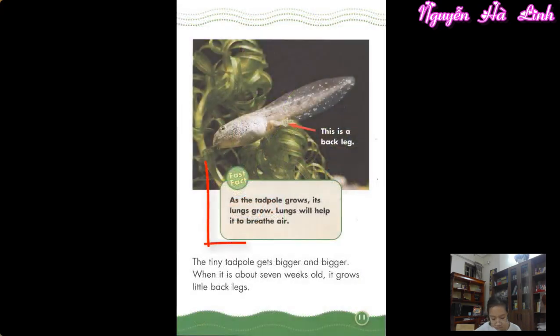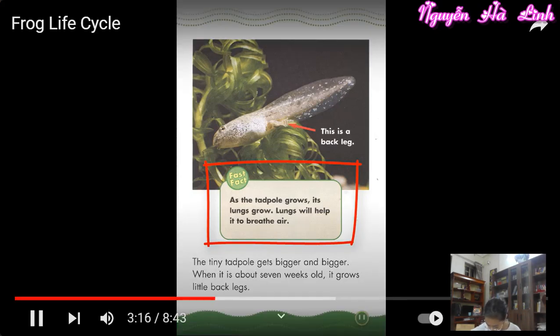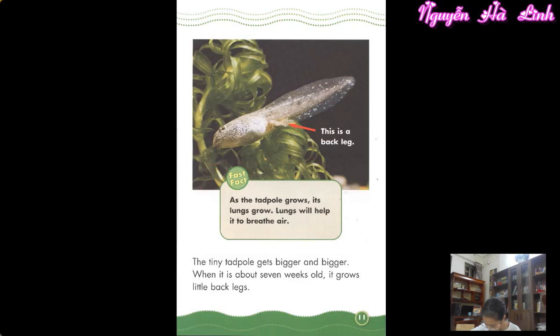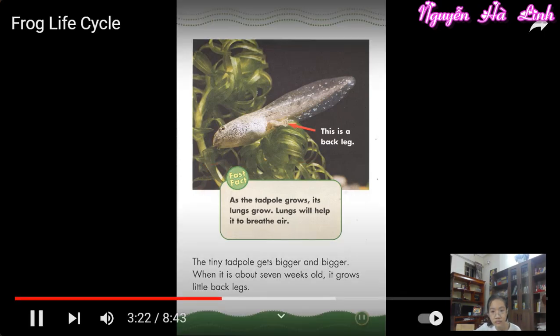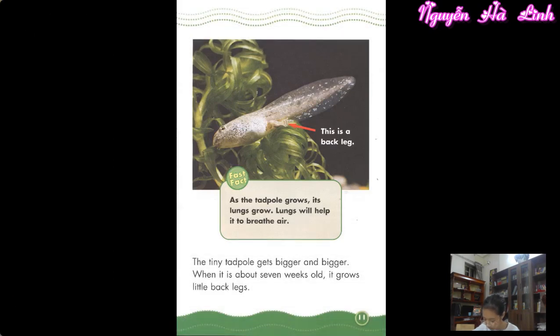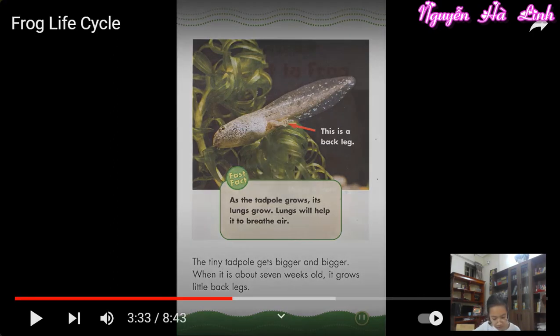Another fast fact, as the tadpole grows, its lungs grow. Lungs will help it to breathe air. And it shows you in the picture that arrow says this is a back leg. So on that tadpole you can't see a front leg yet. The tiny tadpole gets bigger and bigger. When it is about 7 weeks old, it grows little back legs.